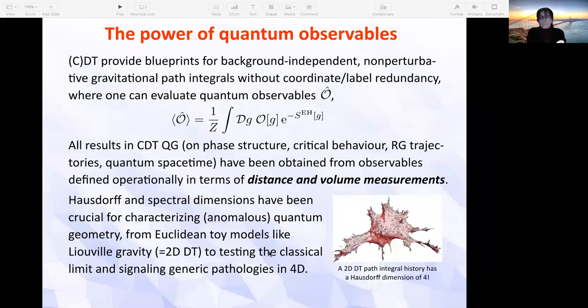Now, many people have taken up looking at such dimensions as a criterion for, hey, can my quantum gravity theory possibly have anything to do with four-dimensional classical extended spacetimes?